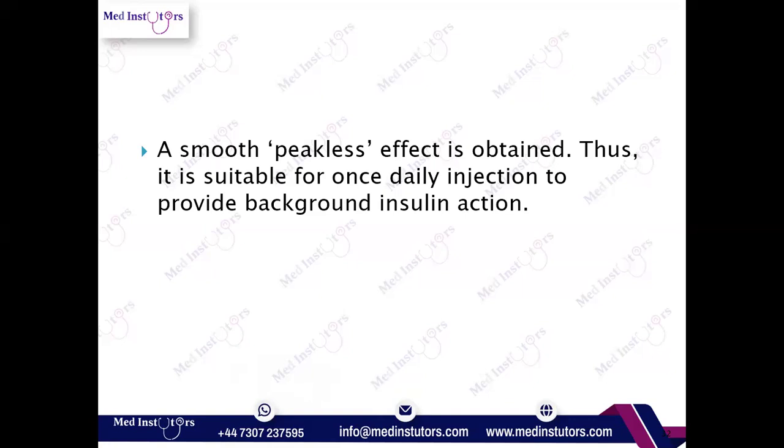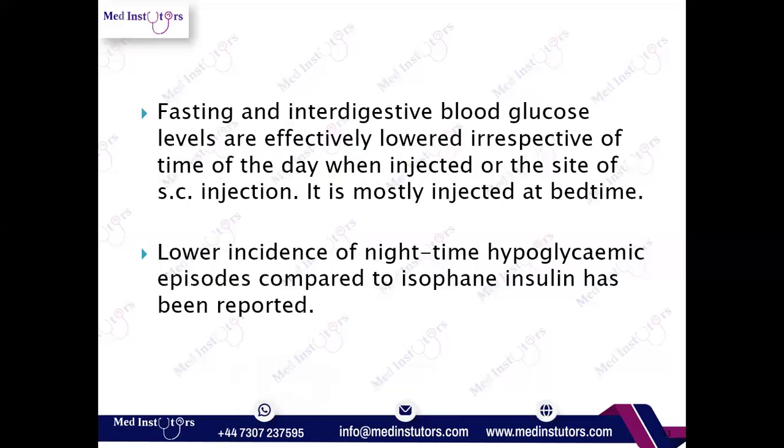You will understand this when you are practicing. You may be giving the patient the basal bolus regimen, where the bolus is a short acting or ultra short acting, rapid acting insulin given during the meal time, whereas the basal insulin, which is the glargine insulin, will be given at night time, so that it will maintain the blood insulin levels during the night and prevent hyperglycemia in the patient. Fasting and interdigestive blood glucose levels are effectively lowered irrespective of the time of the day when injected or the site of subcutaneous injection. But glargine is mostly injected at bedtime in the night.